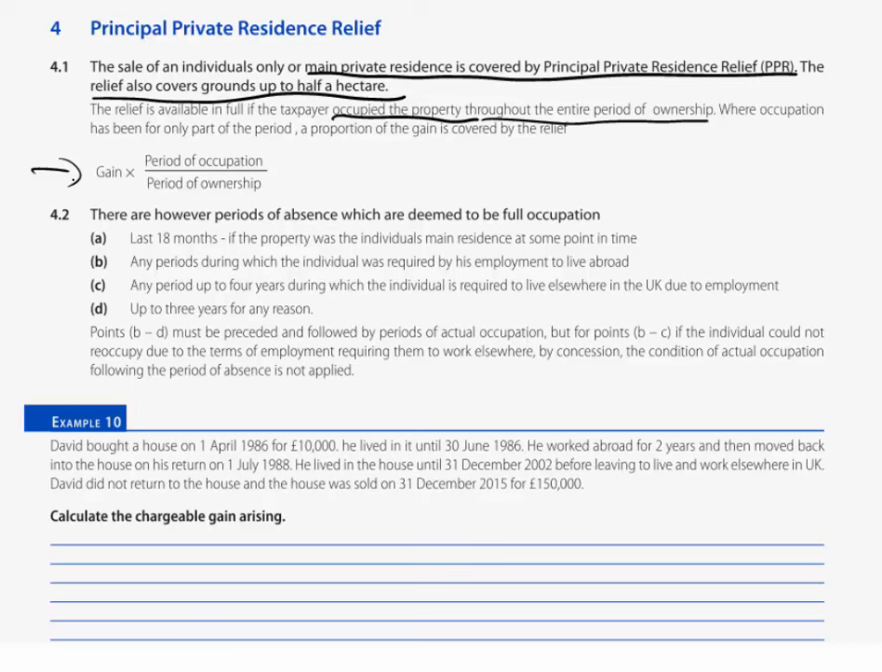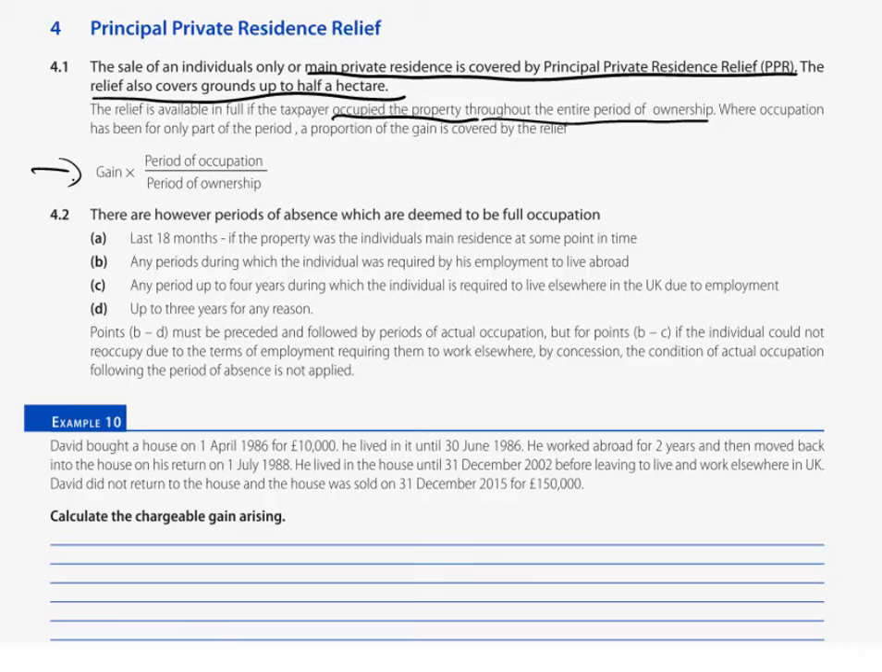As long as the property was the individual's main residence at some point in time prior to this, then the last 18 months of ownership will never be chargeable. It does not matter then within that last 18 months what you have been doing or where you have been doing it. The last 18 months will indeed be covered by this deemed occupation rule.